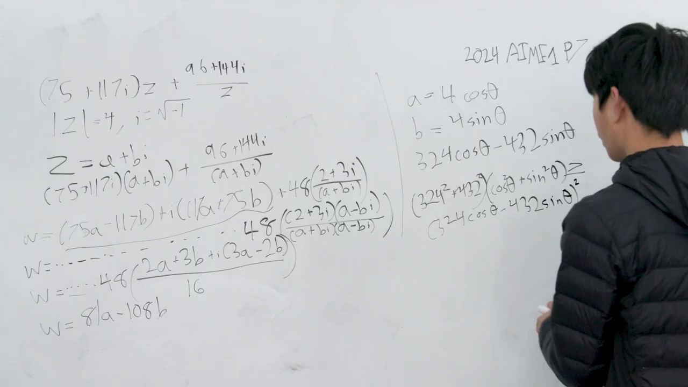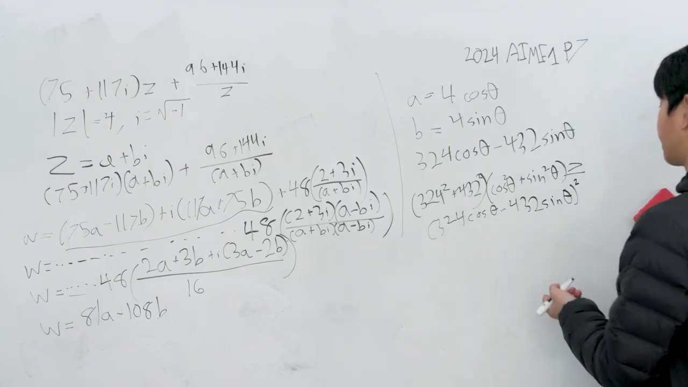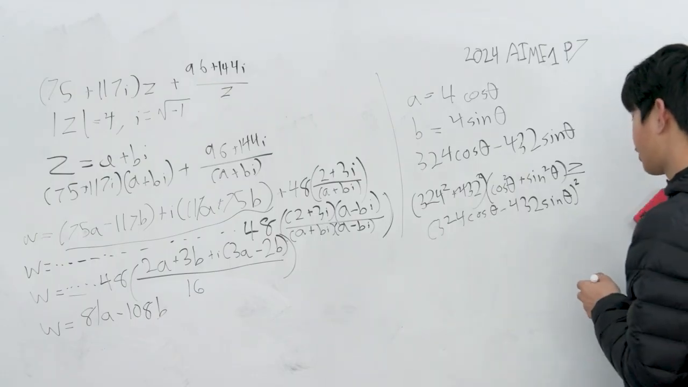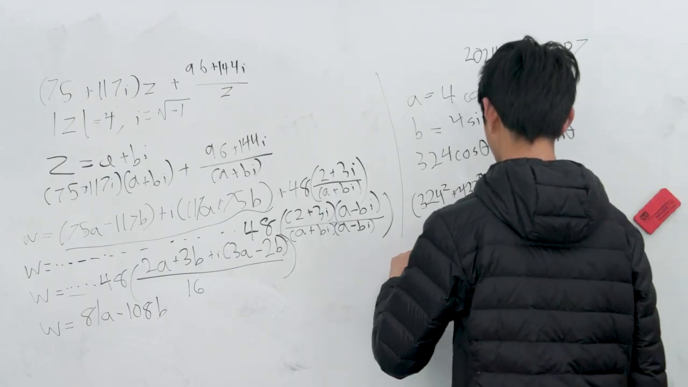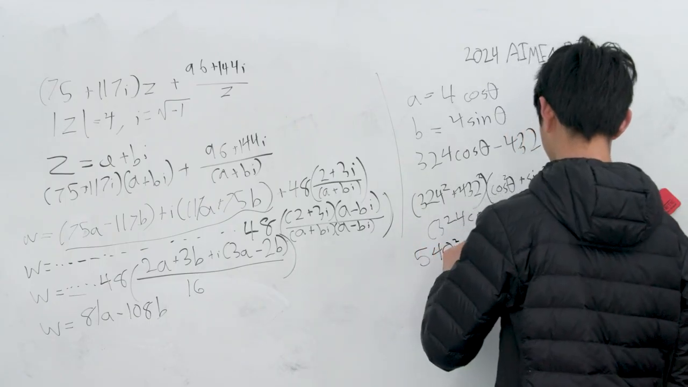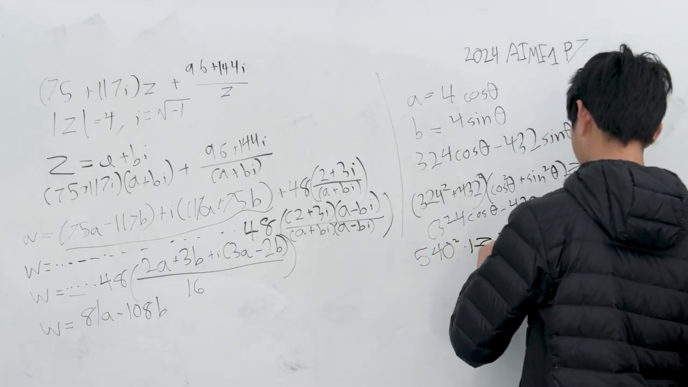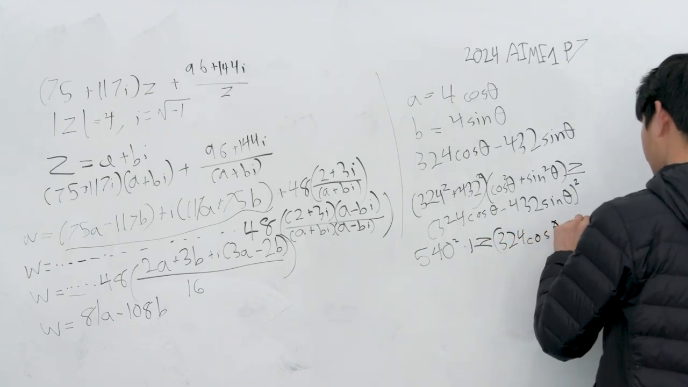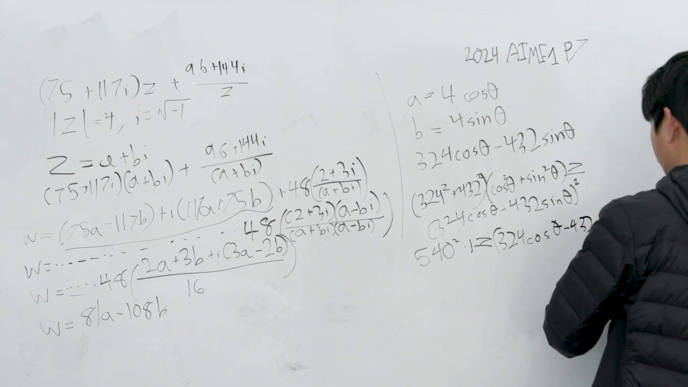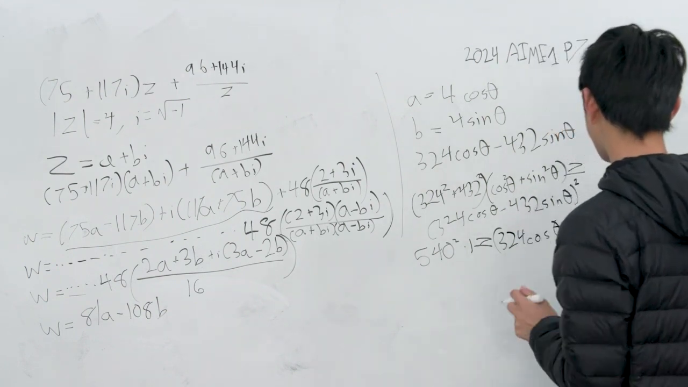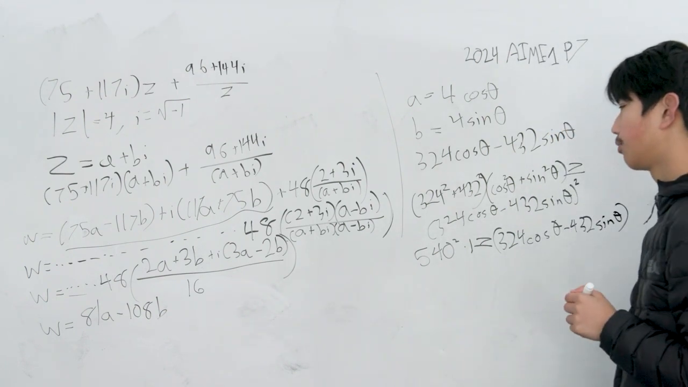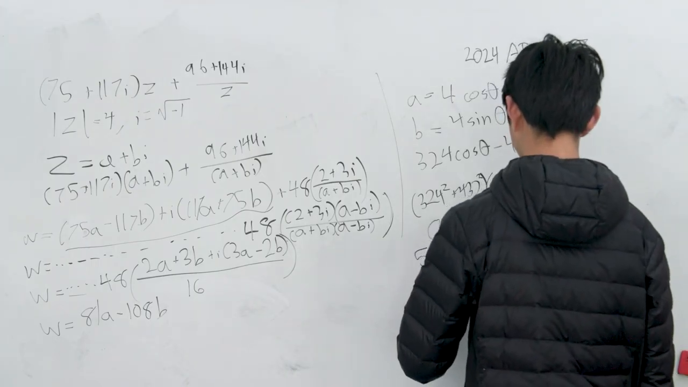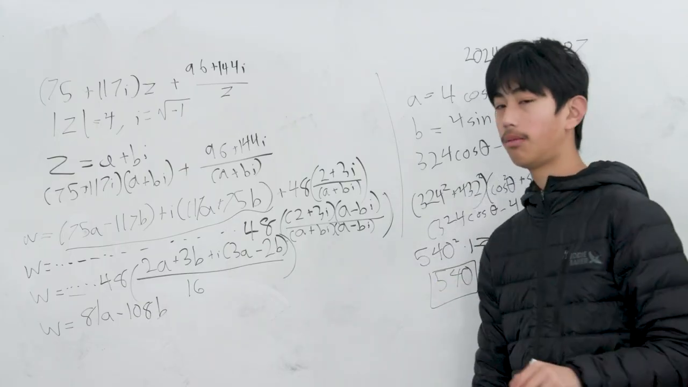Now here, I know this looks weird, but I don't really have space to write this, so this is greater than or equal to this. So we can get rid of the square. We get 540 squared times 1 greater than or equal to 324 cosine theta minus 432 sine theta. And right here we have our answer. Because we want to maximize the value, our answer is simply going to be 540 for this problem, and we are done.